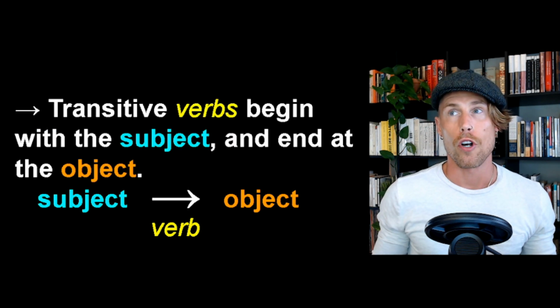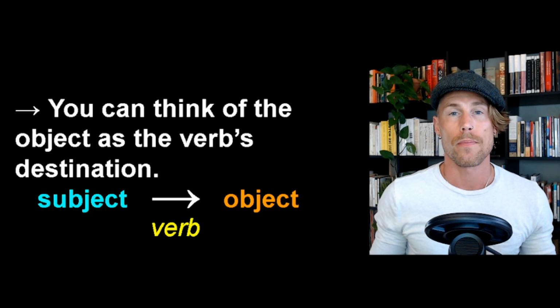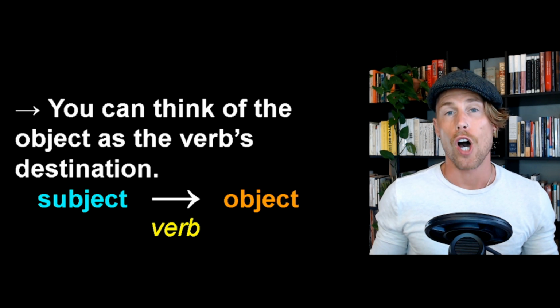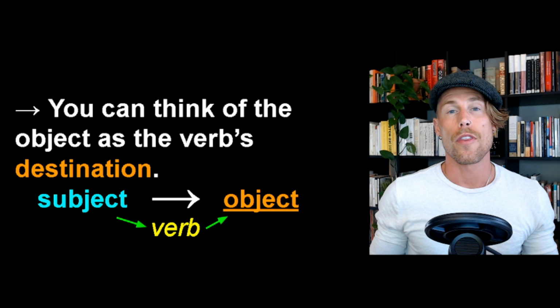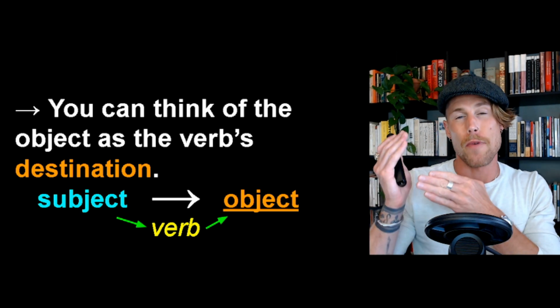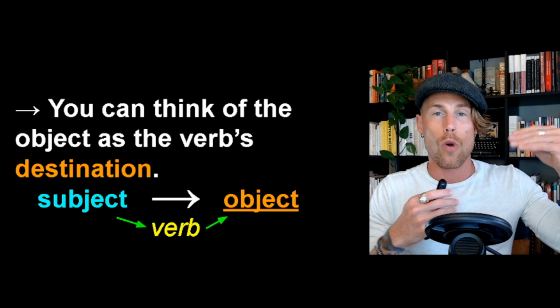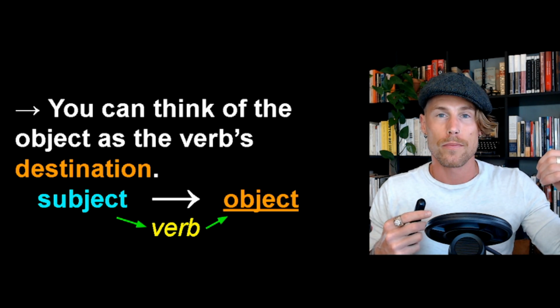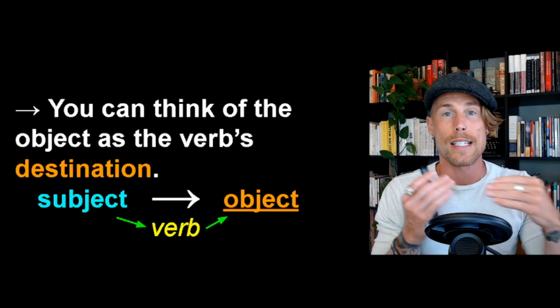Transitive verbs begin with the subject and end with the object. You can think of the object as the verb's destination. So the verb gets on the bus with the subject and goes and ends with the object. Does that make sense? Transit, transitive.